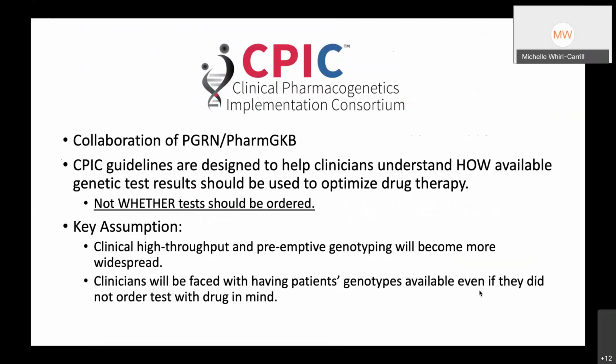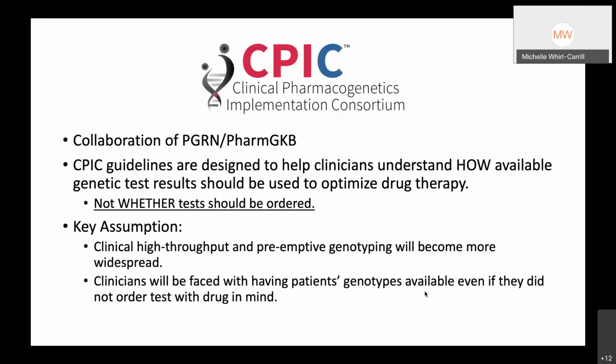Okay. I am going to switch over to CPIC now. So CPIC is the Clinical Pharmacogenetics Implementation Consortium. This project started as a collaboration between the PGRN and PharmGKB. And it started, I think, about 10 years ago now.